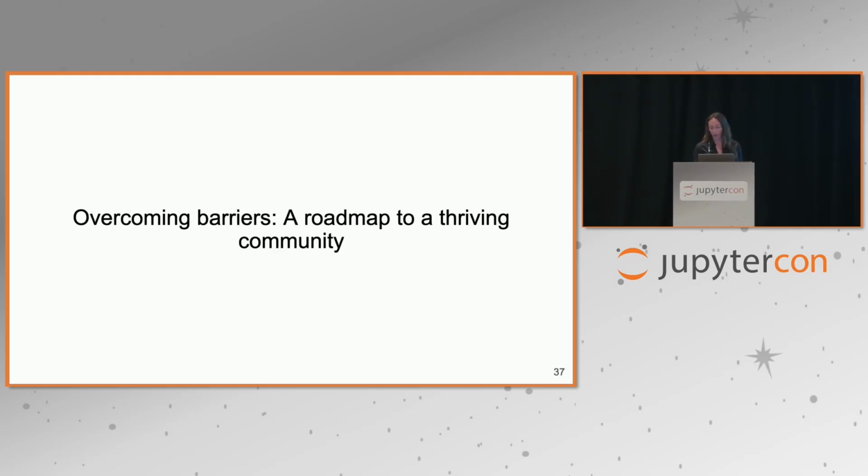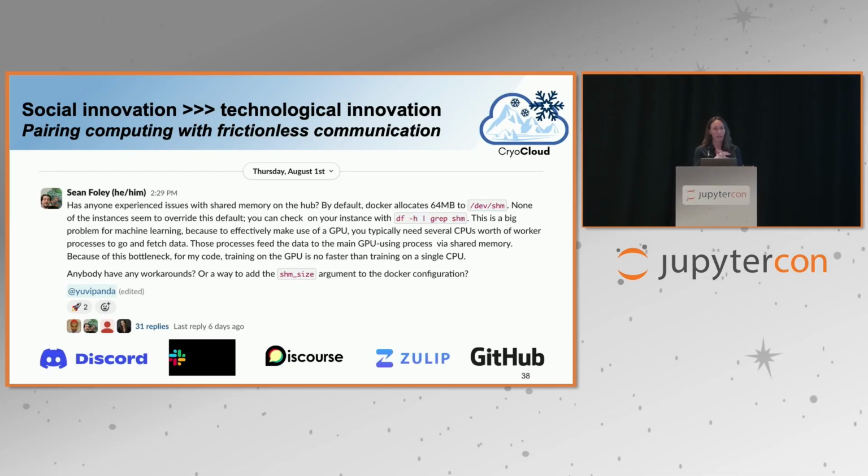So on that note, I'm going to talk about how we overcome these barriers that we've been going over. And at the end, build a roadmap to a thriving community. So as I mentioned before, social innovation is far more important than the technology. So pairing computing with frictionless communication is one of the big steps that we can make that will facilitate community building.